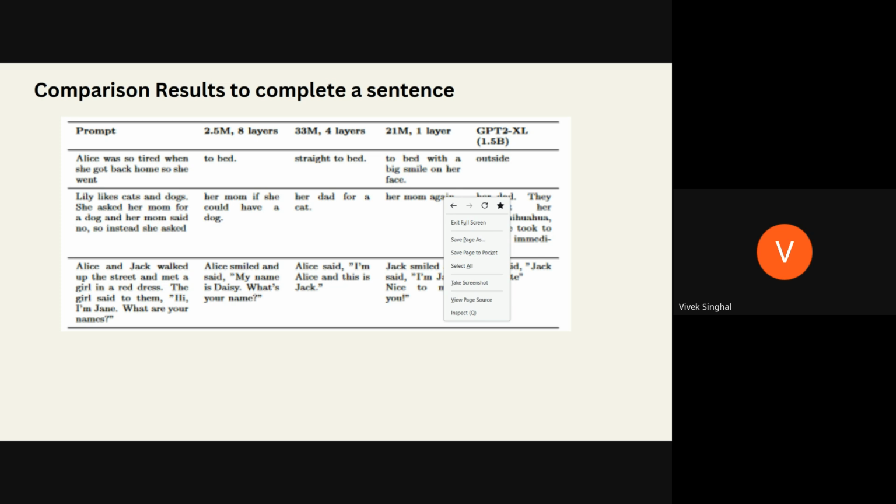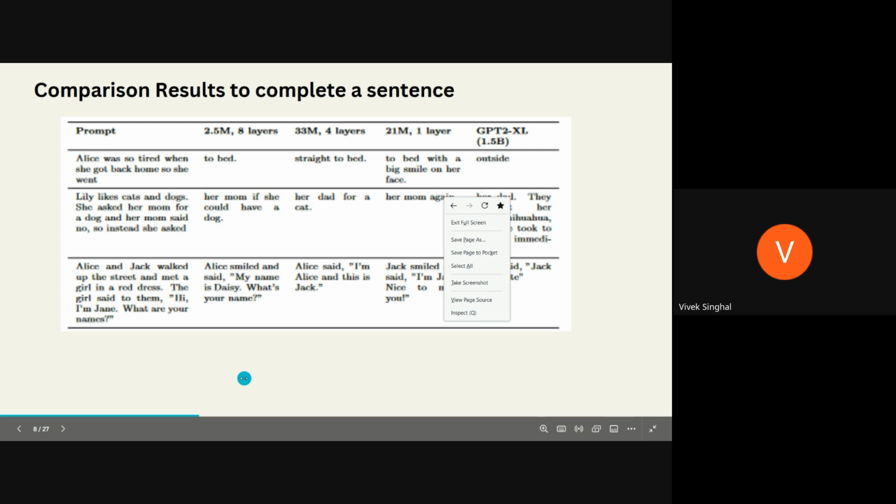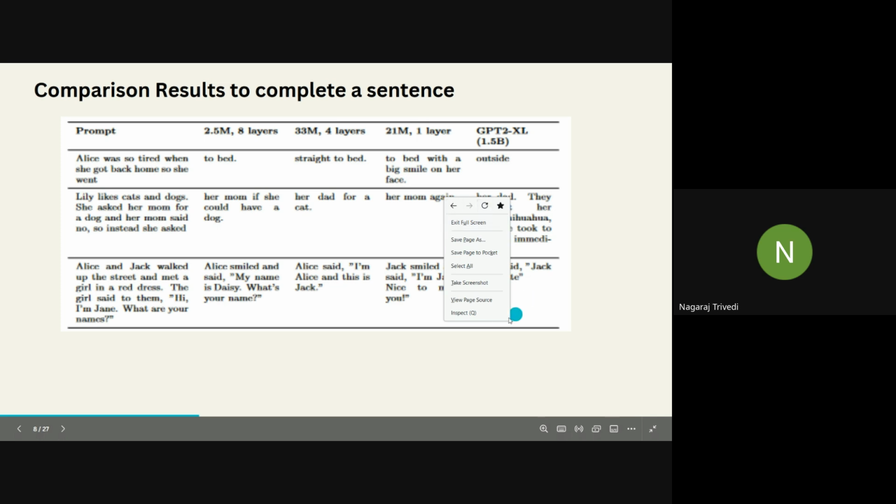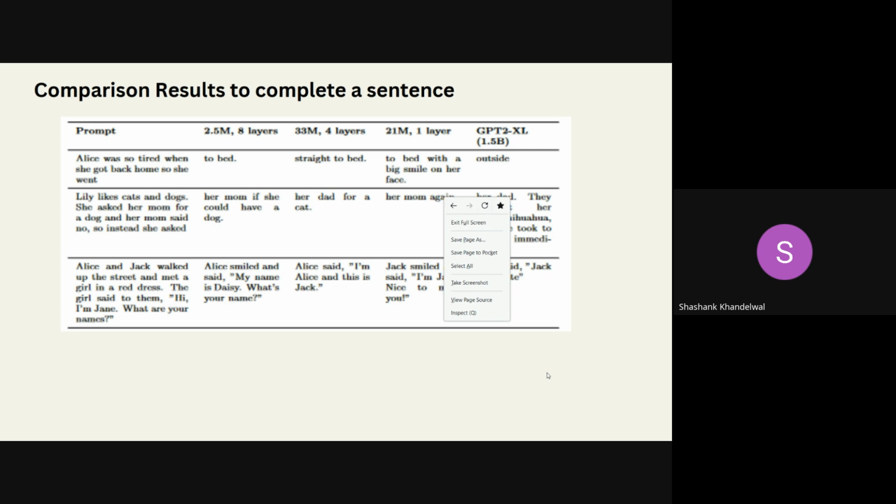So the point is that this 21 million is so much smaller than 1.5 billion parameters, right? The small model is outperforming the large 1.5 billion parameter model. Yes, sir. I wanted to understand that, with fewer parameters trained, it is actually performing better than the larger number of parameters. We cannot come to a conclusion based on just this, because there are a lot of different things. I will tell you what those are.